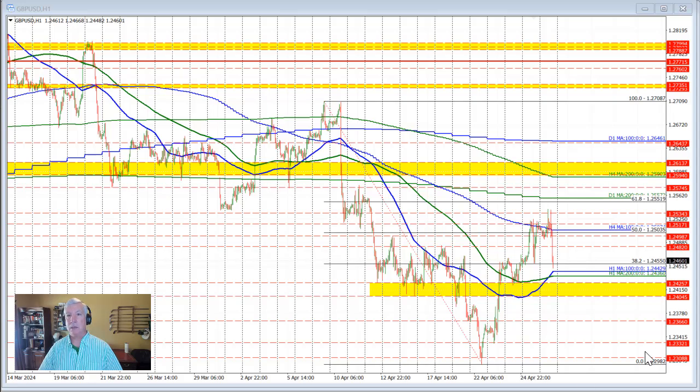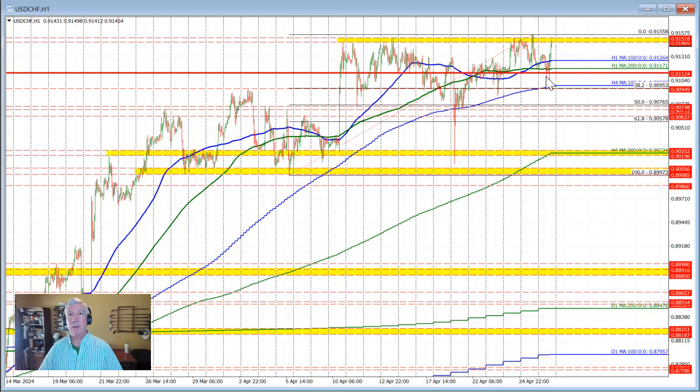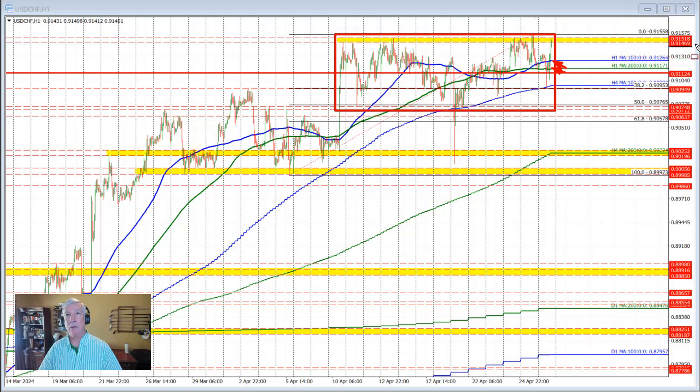The dollar versus Swiss franc, this currency pair has increased its move to the upside here. That move has taken the price away from the 100 and 200-hour moving averages, the blue and green lines in this chart, increasing the bullish bias here. Now, what we do know, however, is that there has been a ceiling in place for this currency pair, which has limited the upside to 0.9146 up to 0.9158.